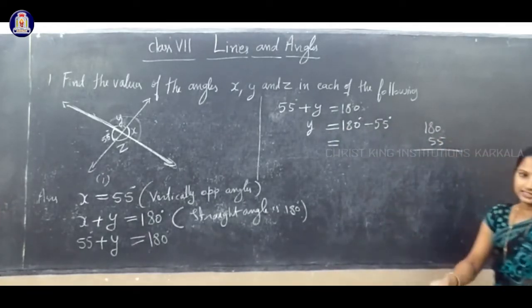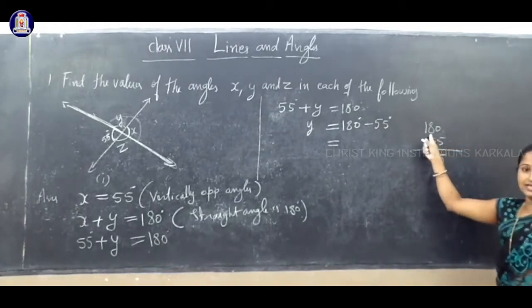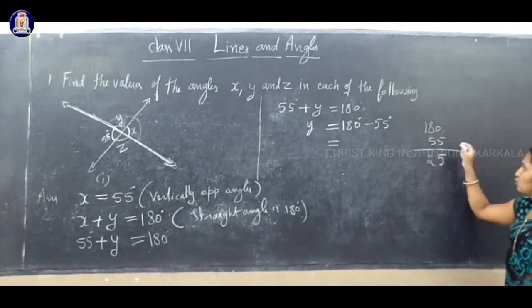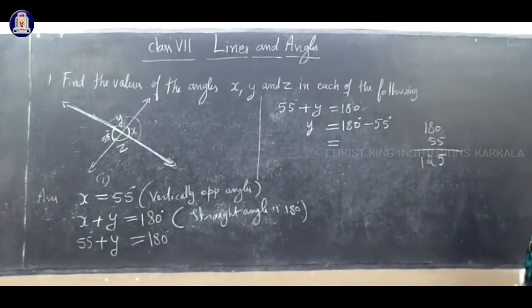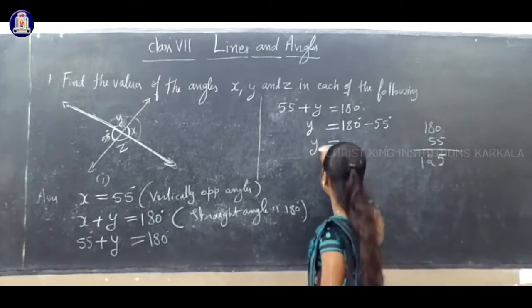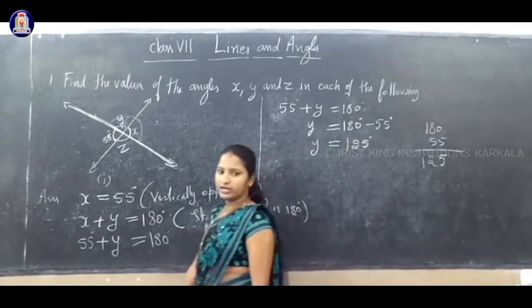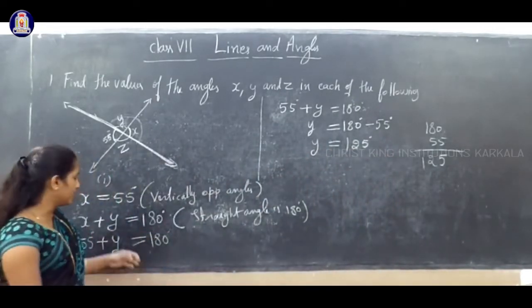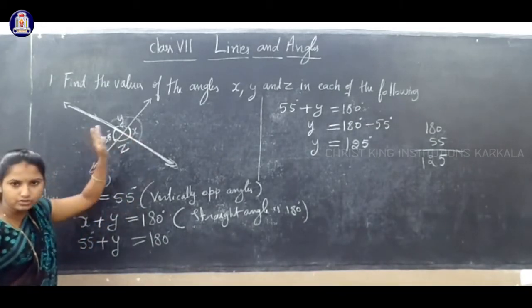To subtract this, 10 minus 5 is 5 and remaining 7. 7 minus 5 is 2. So now what is remaining? 1. So is the answer 125 degrees? Yes. So y is equal to 125 degrees. So that is angle y. Angle x we know is 55 degrees because they are vertically opposite angles.